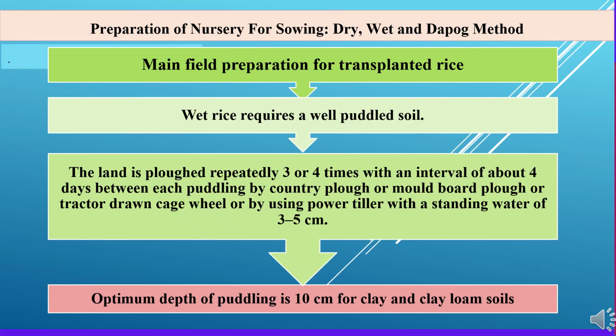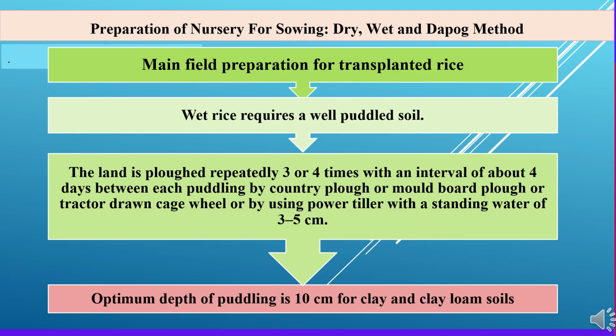Preparation of nursery for sowing, wet rice. Wet rice cultivation requires a well-puddled nursery bed to ensure healthy seedlings for transplanting. Main field preparation for transplanted rice. The land should be plowed repeatedly 3 to 4 times, with an interval of about 4 days between each puddling. This allows proper soil softening and decomposition of organic matter.